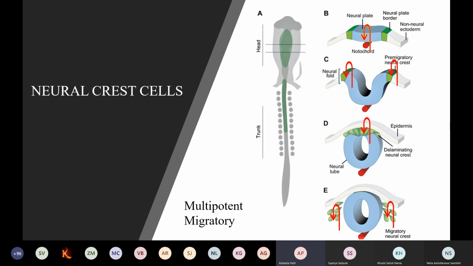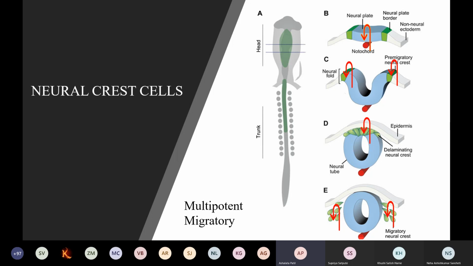Now these neural folds fuse dorsally and form the complete neural tube. But some of the cells of these neural folds get separated from the neural tube and lie between the surface epidermis, the surface ectoderm, and this neural tube. These cells are called neural crest cells. Further, they migrate to various sites.